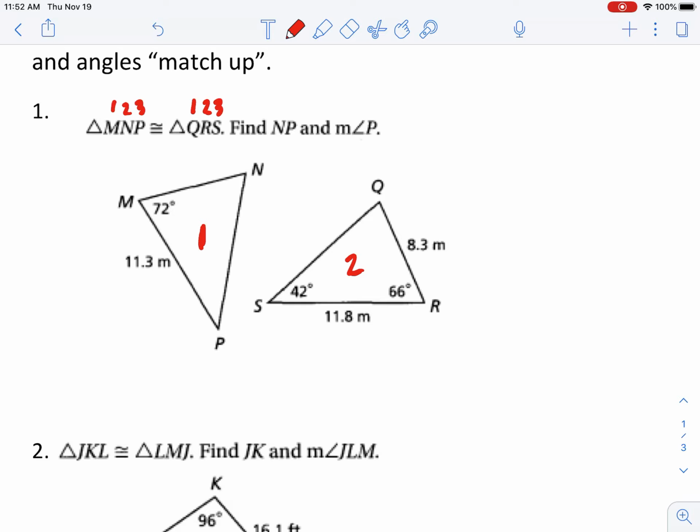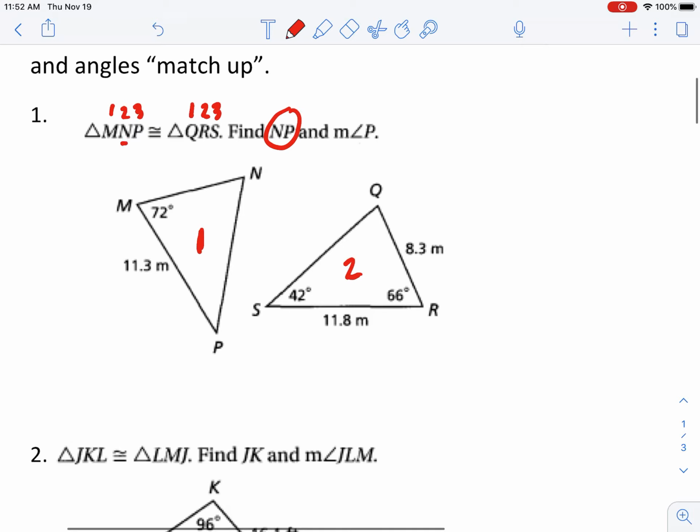So what this is asking us to do is find NP. N and P are in the second and third position in the first triangle. So the letters that are in the second and third position in the second triangle are R and S. And so I know that NP is going to be equal to RS. So I'm going to go to the picture and look at NP. Well, that's the thing I'm trying to find, so I'm going to highlight that in red here. That's got no number on it, but that's fine, because they're asking me to find it.